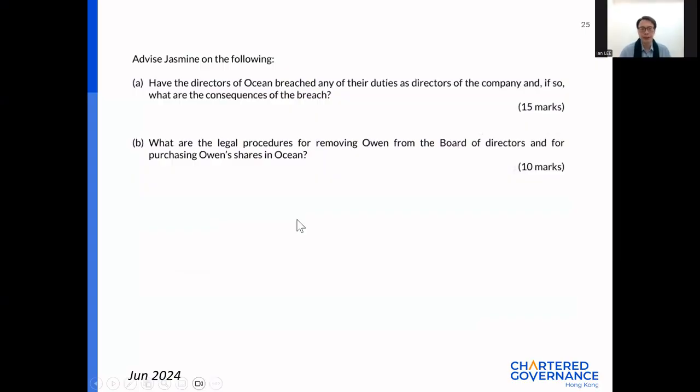So what are the questions? Part A, have the directors of Ocean Limited breached any of their duties as directors of the company? If so, what are the consequences? So you can already guess that will be one of the main issues you will need to discuss. It's plural because we're dealing with directors' duties of more than one director. So what are the legal procedures for removing Owen from the board of directors and for purchasing his shares in Ocean Limited? So that will be the issues in part B.